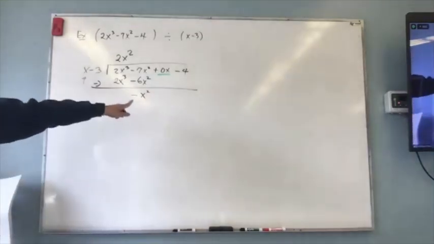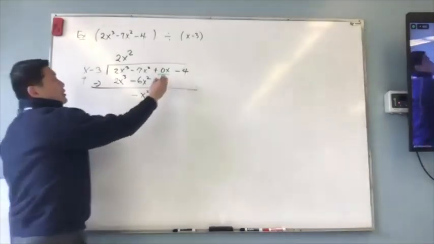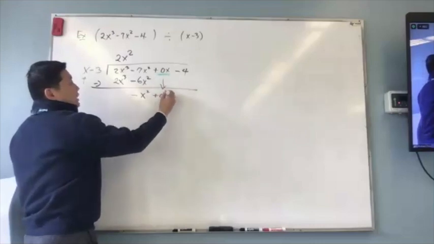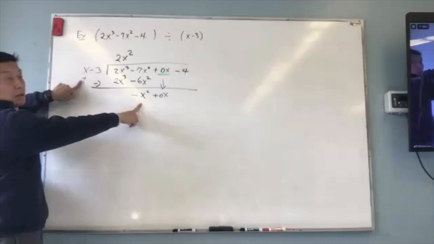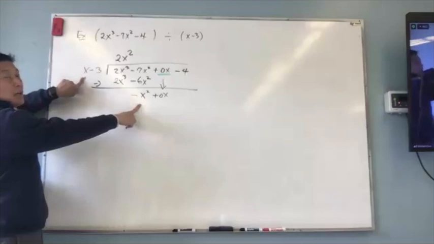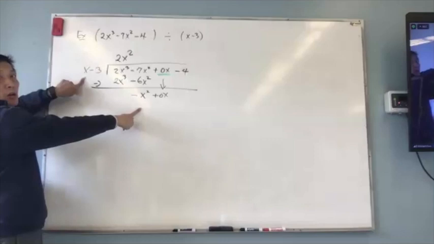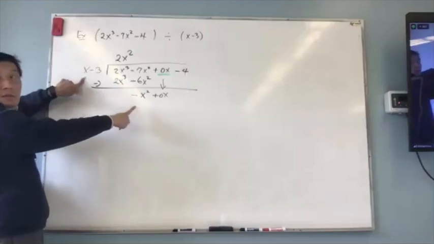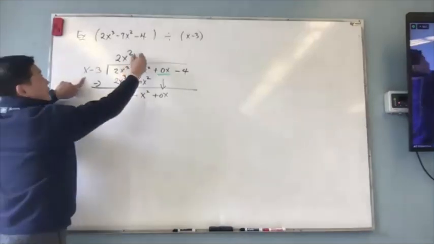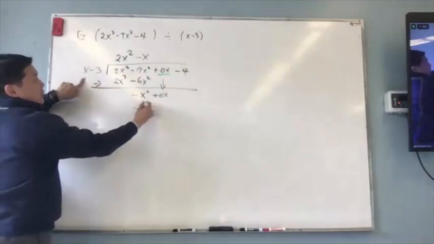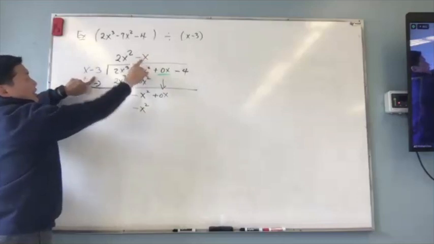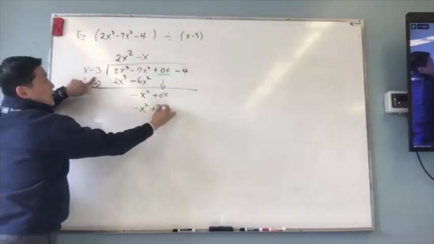So that becomes a new lead term. Bring the 0x down, so plus 0x. Now you're comparing lead term to lead term again. You look at the x and you look at the negative x squared. You say, okay, what can I multiply by x to get me negative x squared? Answer is? Negative x. So negative x times x gives you negative x squared. Negative x times negative 3 gives you positive 3x.